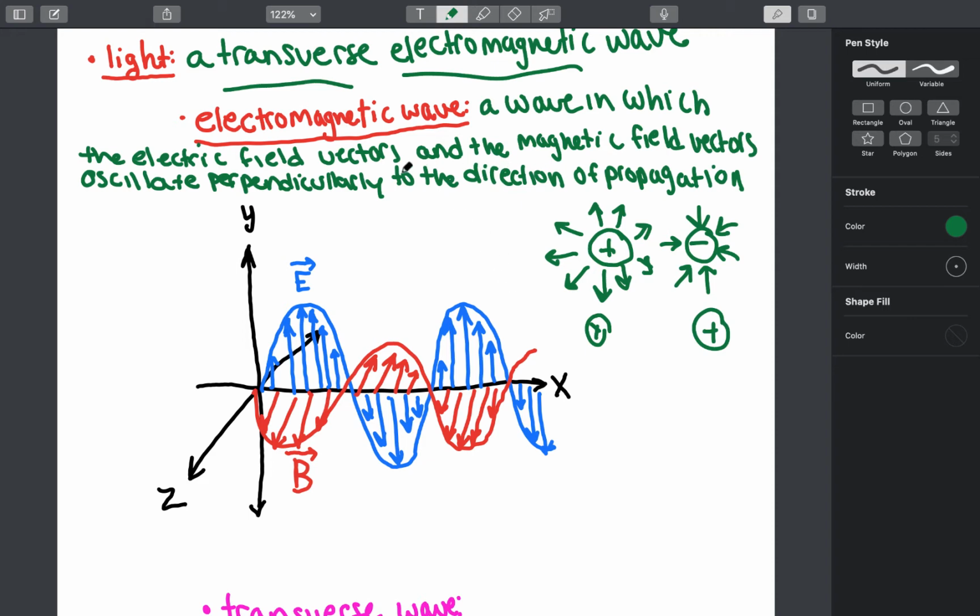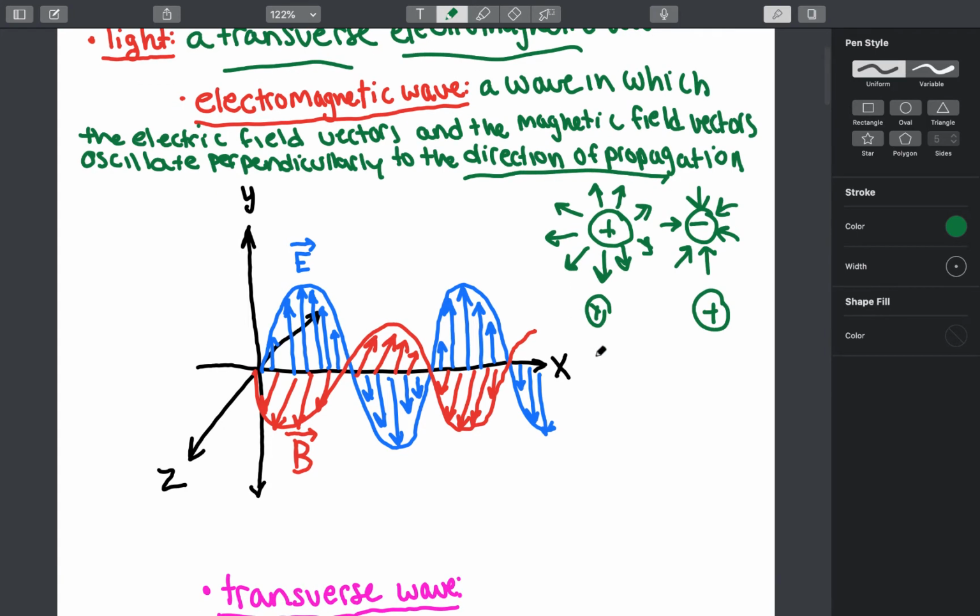Now, what is this direction of propagation? Well, the direction of propagation basically means which way the wave is traveling. We can see from this figure that the wave is traveling in this direction, so I'll outline it in pink. So the wave is traveling in this direction.